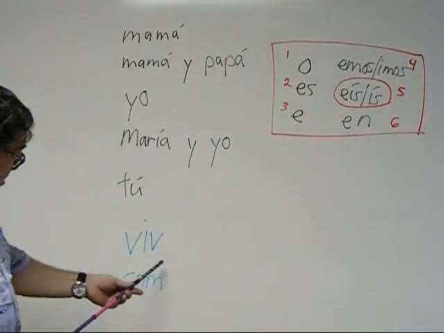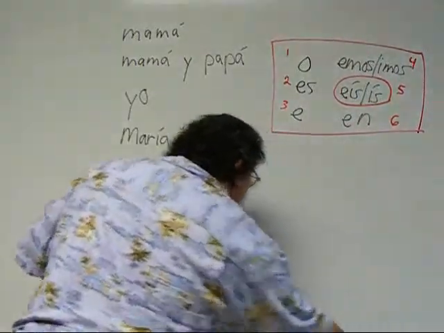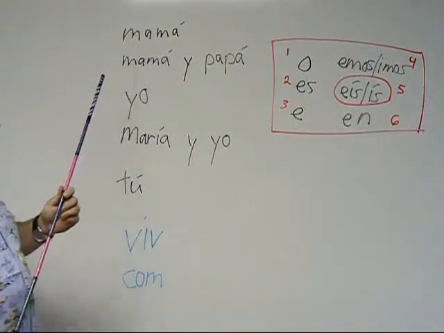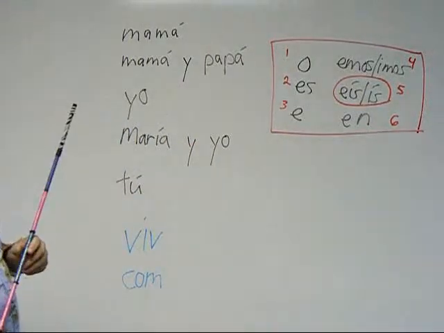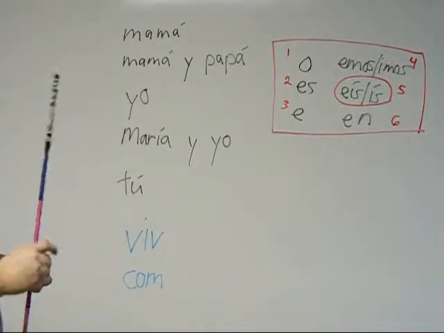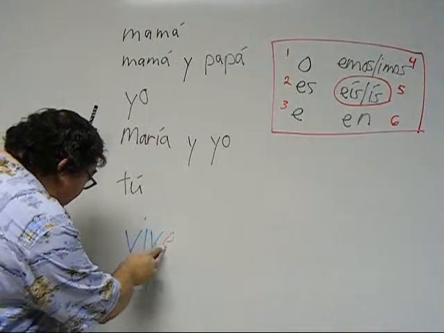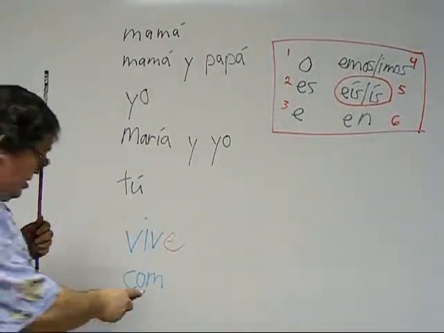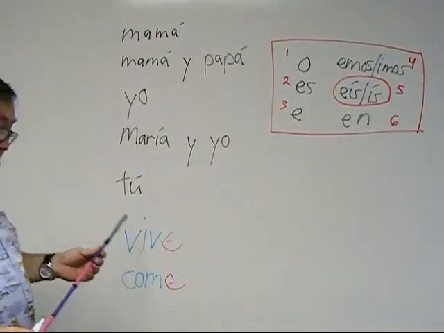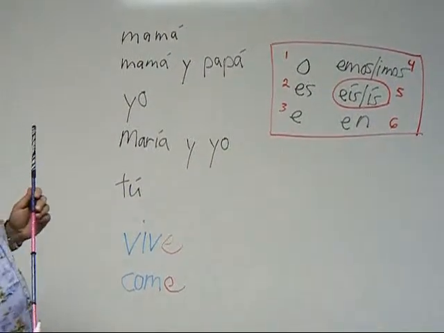And I have endings that I'm going to put on there to match my subjects. Okay, so I'm going to start with mama. Mama, that's a she. Now look at my conjugations, and she is in this number 3 spot right here. So that's going to be an E. So if I want to say mama lives, I put an E there. Mama vive. If I want to say mama eats, I put an E for that. Mama come tacos. Mama vive in Sherwood. Okay, those are my conjugations to go with mama.